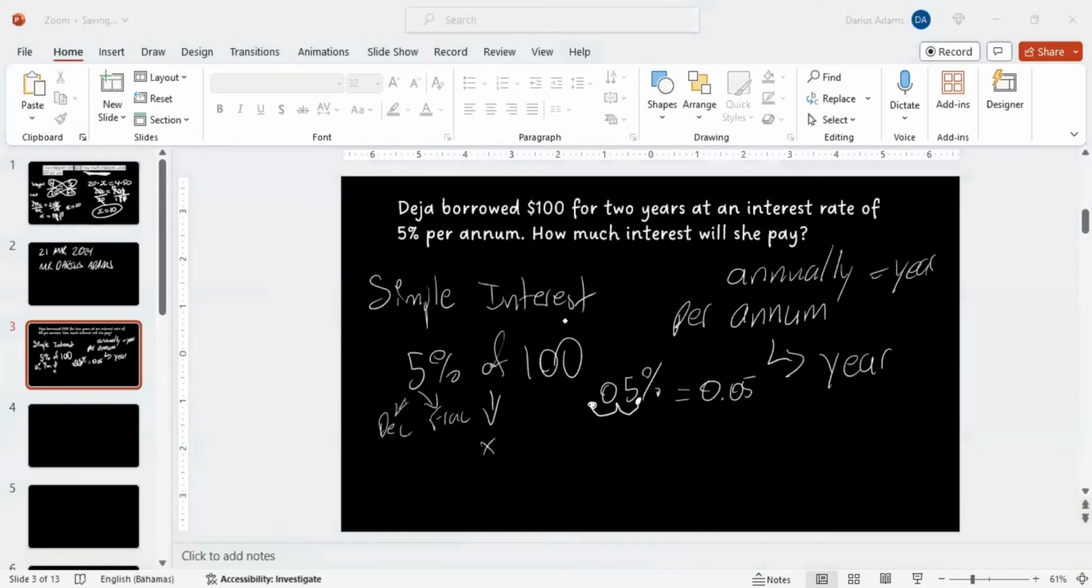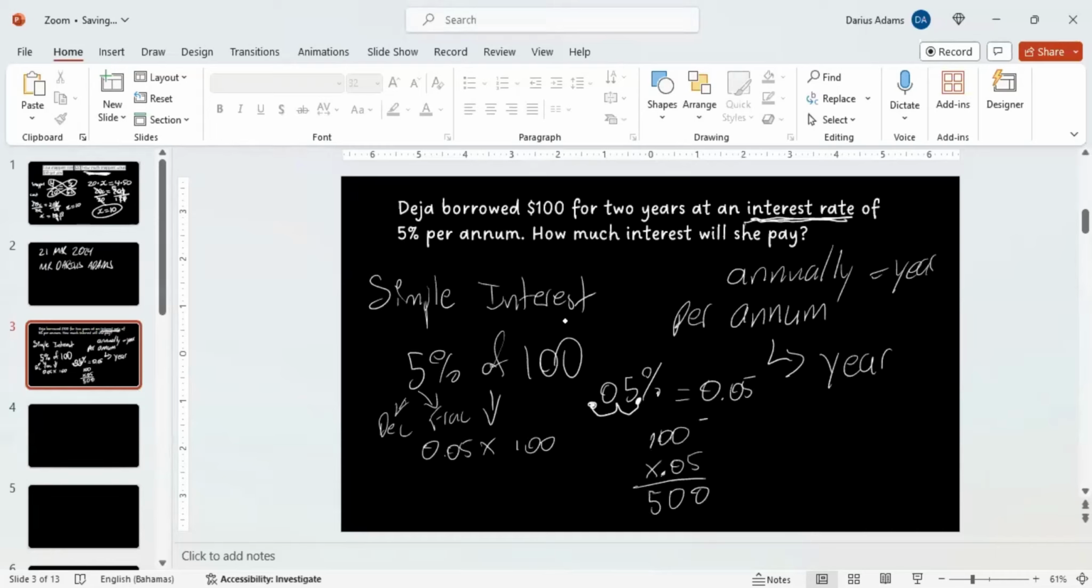So 0.05 times 100. And that'll give me her interest for 1 year. She paid this per annum, per year. So let's go 100 times 0.05. So it's going to be 5 times 0 equals 0, 5 times another 0 equals 0, and 5 times 1 equals 5. I don't need to do the 0.